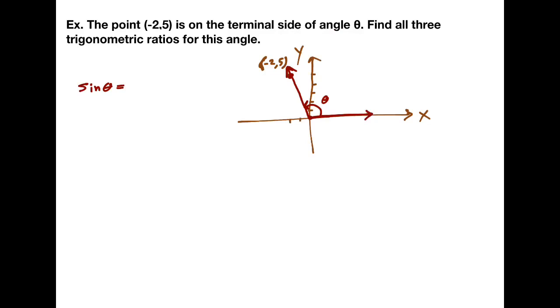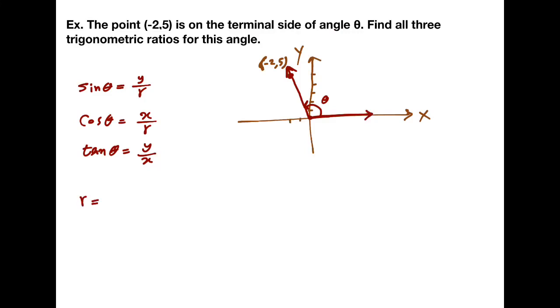Sine theta was y divided by r. And remember, r is the distance from this point to the origin. Cosine of the angle was x divided by r. And tangent of the angle is y divided by x. To find tangent, I don't need to know the radius, the distance. I just simply divide 5 by -2 and that's it. But for sine and cosine, I need to find r first. So let's find r.